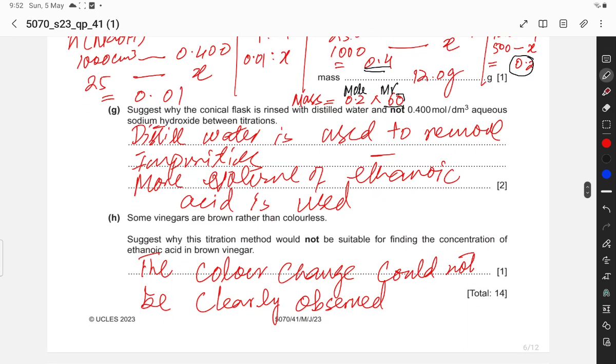Suggest why the conical flask is rinsed with distilled water and not 0.400 mole per dm cube aqueous sodium hydroxide between titrations. Distilled water is used to remove impurities, and if we use sodium hydroxide solution for washing the conical flask, then more volume of ethanoic acid is used to neutralize this volume. So that's why the conical flask should be washed with distilled water, not with the solution which is used.